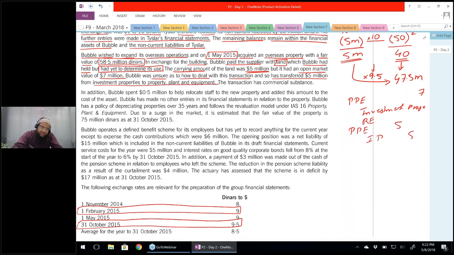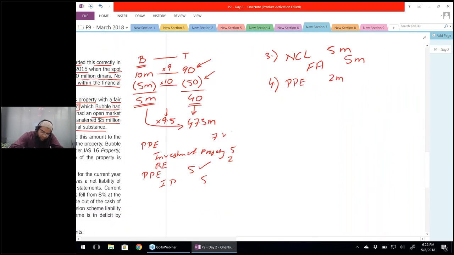The transaction has commercial substance. So now what entry should we be writing? Finally, property, plant, equipment debit by 2 million because the company has already recorded 5. We wanted to record it at 7. The investment property is credited correctly. So we will be recording gain, retained earnings credit by $2 million. So the entry is property, plant, equipment debit by 2, retained earnings credit by 2. This is the final entry that should be recorded in the financial statements.